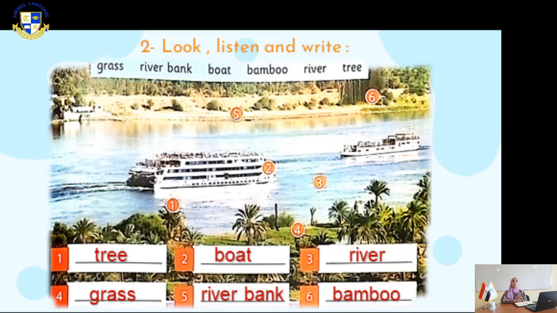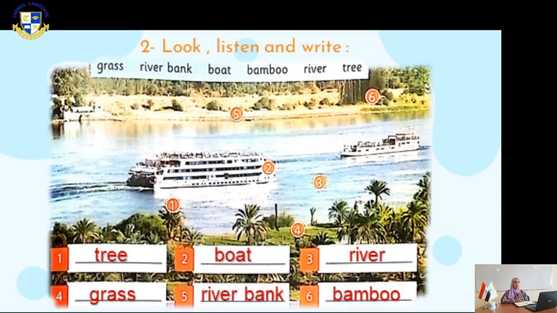We have some numbers on the picture. We are going to call the name of each part in the picture, and beside the number, we are going to write the right name. We have in the word box grass, river bank, boat, bamboo, river, and tree. Look to the pictures very well.